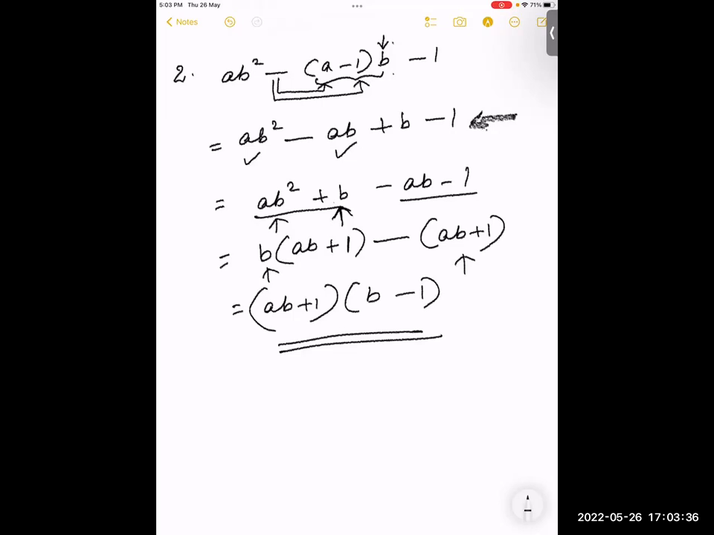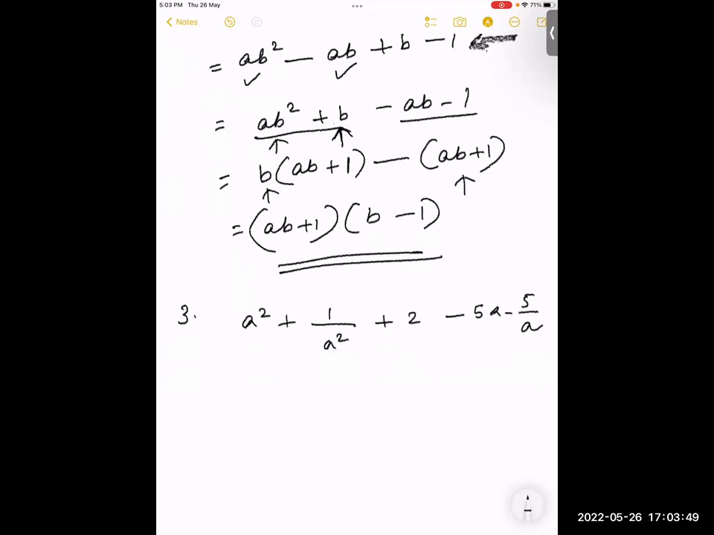So if you're done, let's do the next question. Third one: (a square plus 1 by a square) plus 2 minus 5a minus 5 by a. If you want to do this, you should know expansion, the previous expansions chapter. Okay, now do.